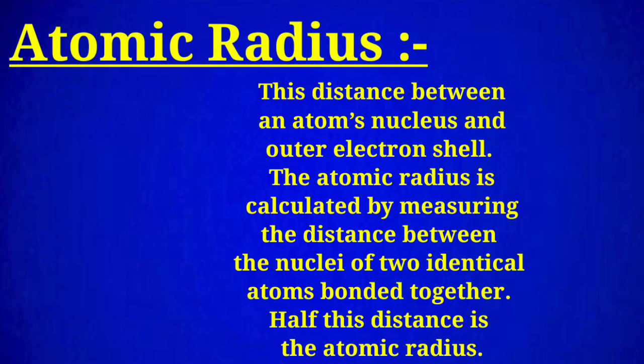Atomic radius. This is the distance between an atom's nucleus and its outer electron shell. The atomic radius is calculated by measuring the distance between the nuclei of two identical atoms bonded together. Half this distance is the atomic radius.